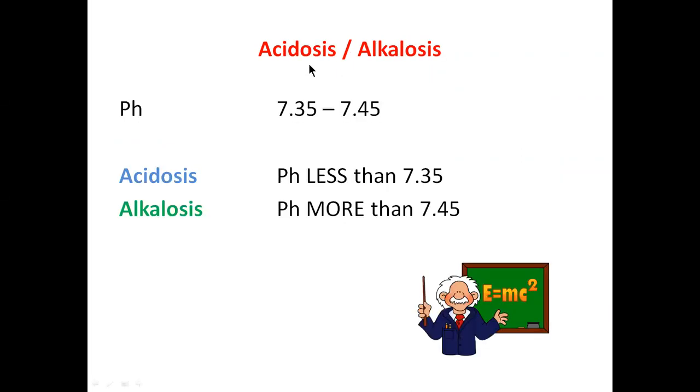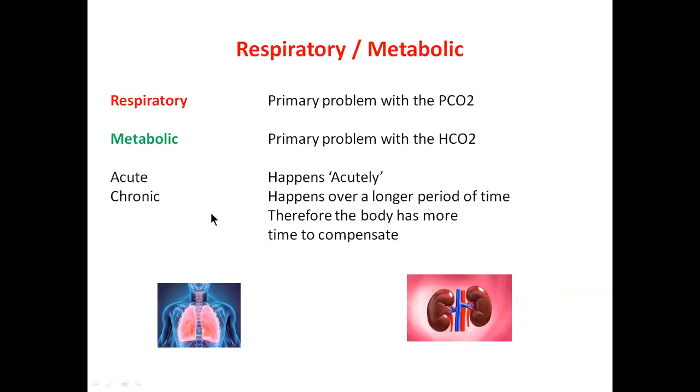The second set of words is acidosis and alkalosis. So this depends on the pH. If the pH is low, or less than 7.35, then we call it an acidosis. If the pH is more than 7.45, we call it an alkalosis. Okay, so acidosis, alkalosis. The next is respiratory and metabolic. So respiratory means the primary problem is with the PCO2. In metabolic, the primary problem is with the bicarb. Okay, so these are the next two words you have to remember.